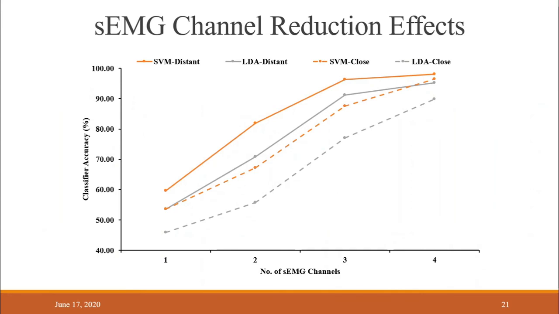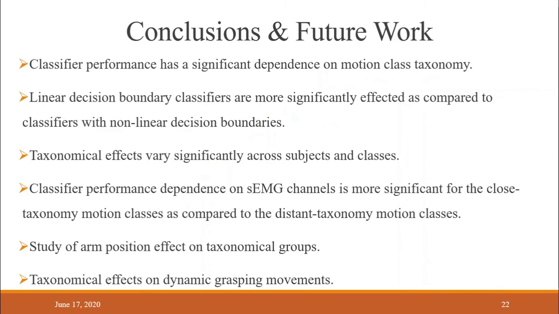Another important aspect was to study the variation of classifier accuracy with the varying number of SEMG channels. It is evident from the graphs that the closed taxonomy motion classes are more severely affected as compared to the distant taxonomy classes. This is an important finding since most of the commercial prosthetic systems utilize a pair of electrodes for real-time prosthesis control. Now, these are the main conclusions of this study.